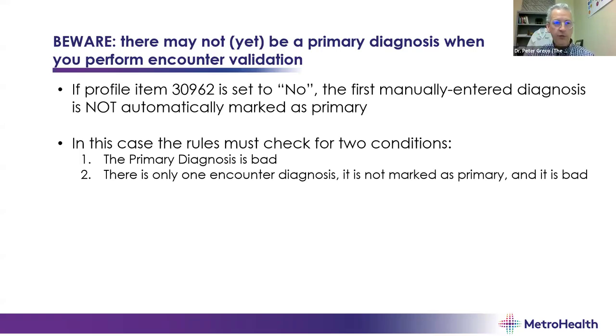So our rules have to check for two things. The first thing it has to check is whether, if there is a primary diagnosis, that primary diagnosis is bad in some way.